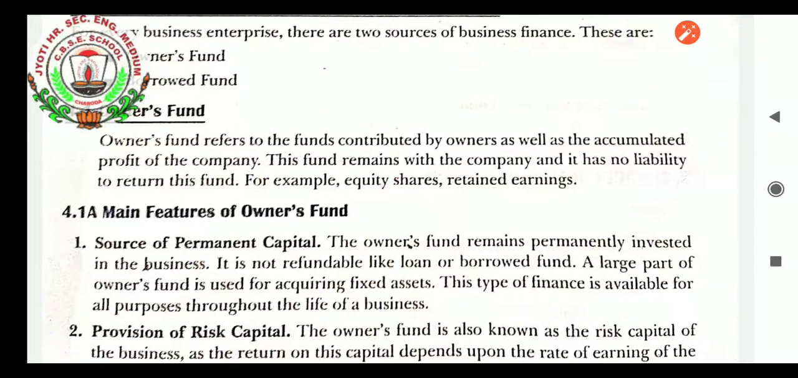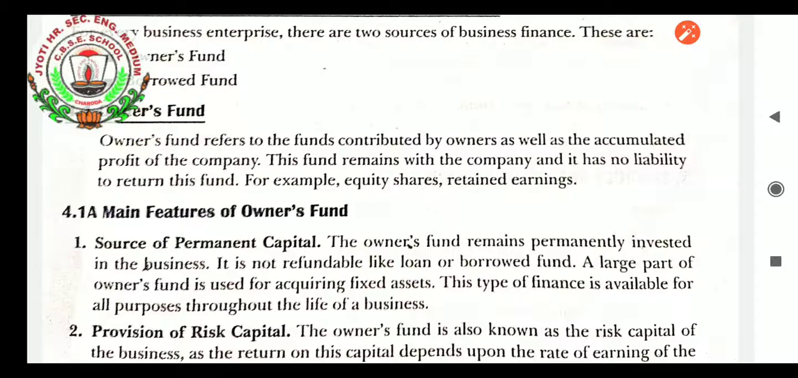Among the main features, the very first is very important, that is permanent capital. As owners are the real people of the business, they will not quit the business till the business comes to a closure. So the investment or capital contribution by them is considered as permanent capital. So owners fund is a permanent source of capital.